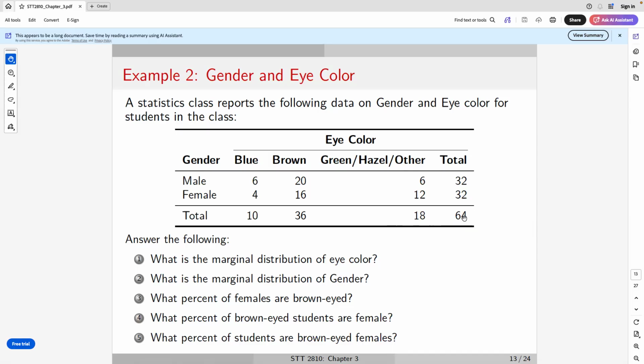Any questions? I repeat again, anytime you're asked to find the marginal distribution of a variable, look at eye color. I come and look at eye color here. Whatever we have here, write those ones down. Step one, that is the easy way to go about it. After writing them down, you come and look at blue. They are 10. 10 divided by the total. Brown, they are 36. 36 divided by the total. And then green, hazel, or other, they are 18. 18 divided by the total. That is how to find the marginal distribution of a variable.